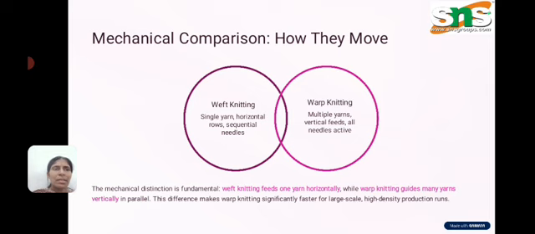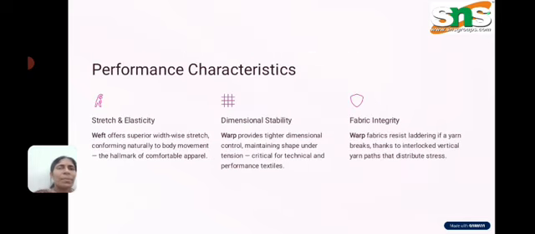Mechanical comparison: how they move. Weft knitting: single yarn, horizontal rows, sequential needles. Warp knitting: multiple yarns, vertical feeds, all needles active. The mechanical distinctions are fundamental. Weft knitting feeds one yarn horizontally, while warp knitting guides many yarns vertically in parallel. This difference makes warp knitting significantly faster, suited to large scale, high density production runs.